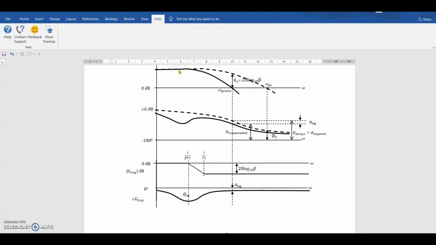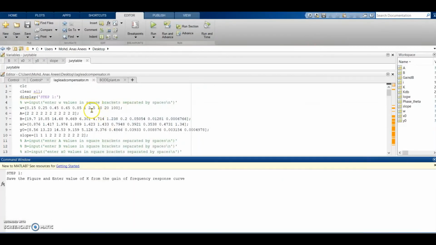Okay, so we had a practical plant, from there we have obtained this frequency response, but we know nothing about the values of this response. So what we are doing is approximating this frequency response as a Bode plot, and then finding out the transfer function of this practical system. So we'll do this approximation, and then we'll move forward to design this lag compensator. So let's run this program.